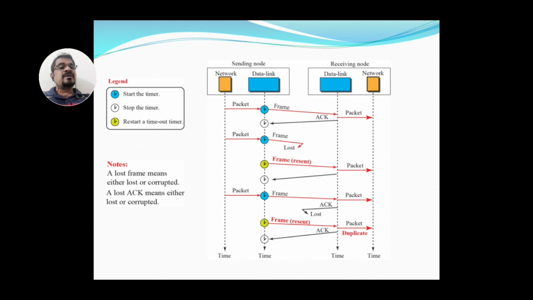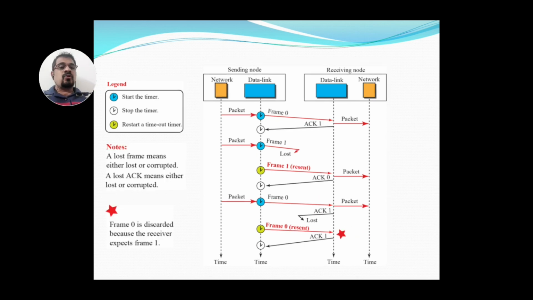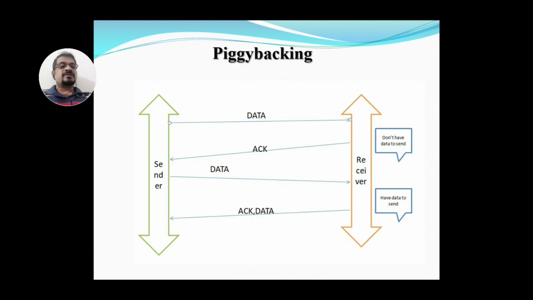The third case is where the receiver sends an acknowledgement, but that acknowledgement is lost. Then the sending station will understand that the earlier frame was lost, and that it has to be retransmitted. This is how the stop and wait protocol works.